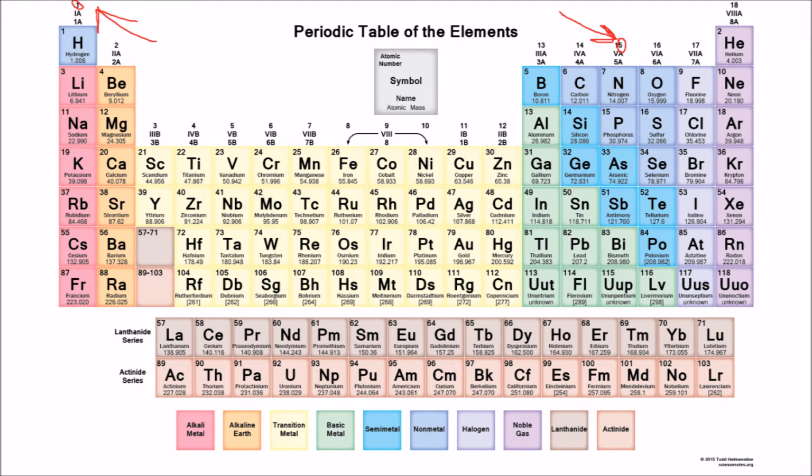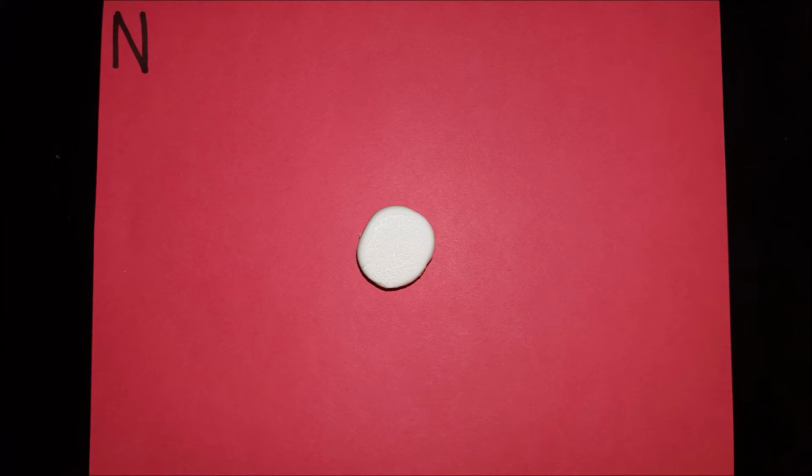Next, we will be making NH4. Hydrogen has 1 valence electron, times 4 is 4. Nitrogen has 5 valence electrons. 5 plus 4 is 9. We have 9 total valence electrons to work with. Our central atom will be nitrogen.